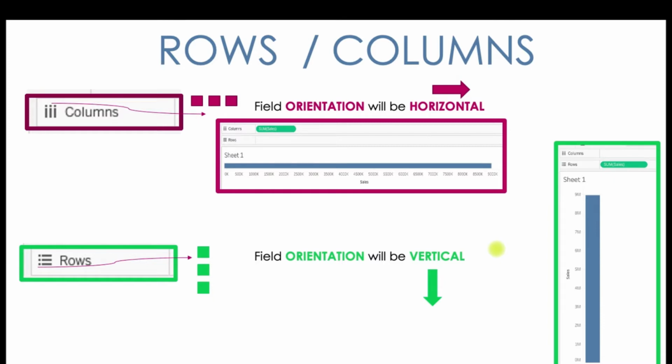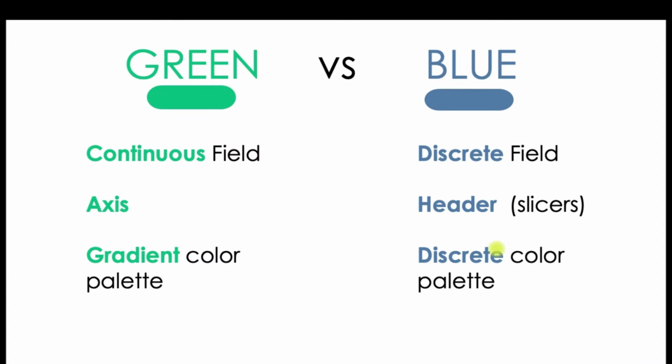Now another important topic is the green versus blue pills, which I have covered in my dimension versus measures and discrete versus continuous video. I'll post the link in the description. Now a green pill is nothing but a continuous field, and a continuous field will always generate an axis, and if it is placed in the color marks shelf, then it will always produce a gradient color palette.